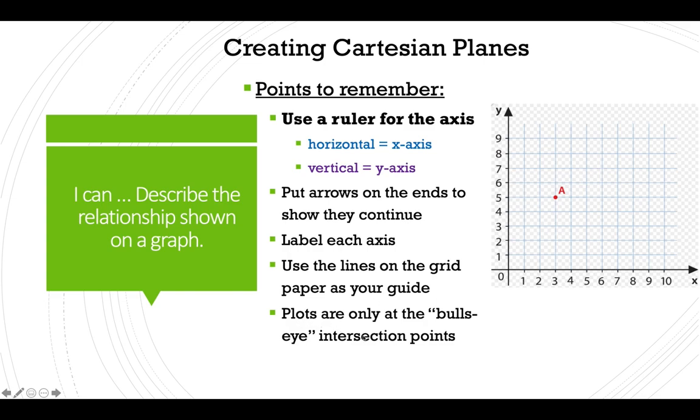Okay, the next thing is the plots that you are using are only at the bullseye intersection points of the grid. So see here how the A is exactly on the cross, right? Exactly at that intersection point. The A is not floating in space here. It's not floating in space on this line. Well, if the value happened to be maybe 4.5 on the y-axis, then we would put it here, okay? But if you're working with full numbers, it's important to accurately show that as a full number. It will be marked incorrect if you have the dot in a different spot.